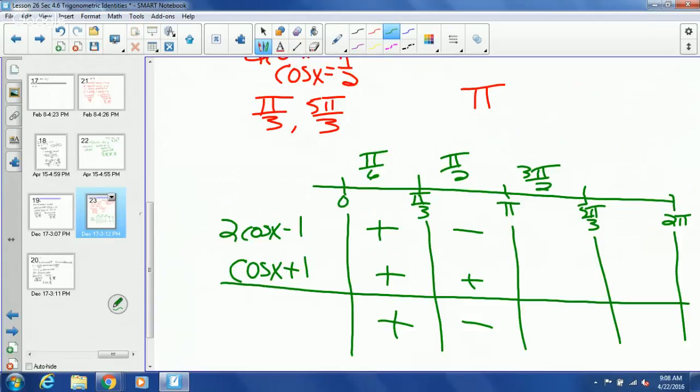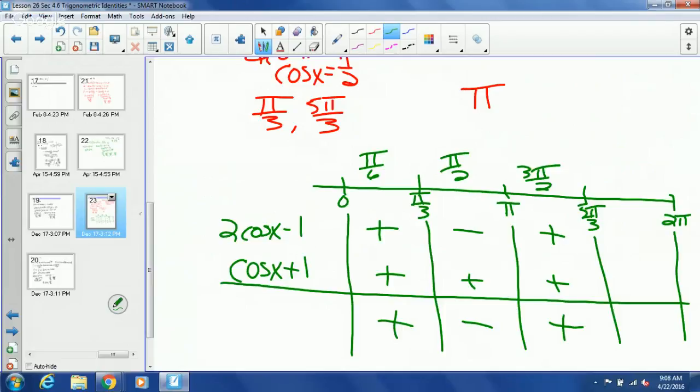All right, so Jasmine, not to pick on you, but since you picked that one, what did you get when you plugged it into this first equation? Positive or negative? It's positive. How about the second one? What did you get? It's also positive. So that means that my function is positive in that range.